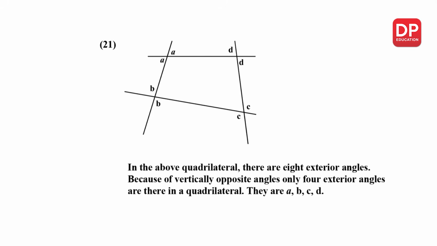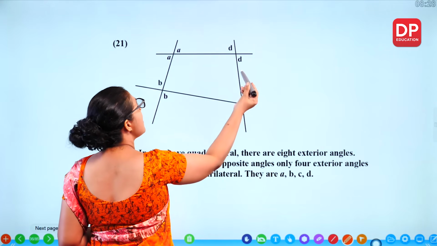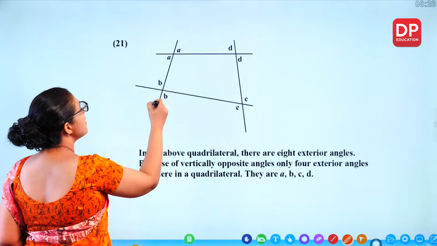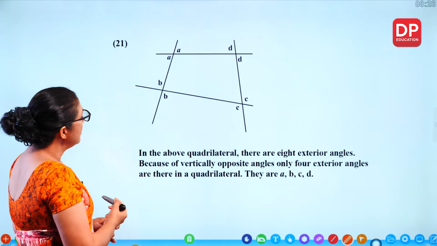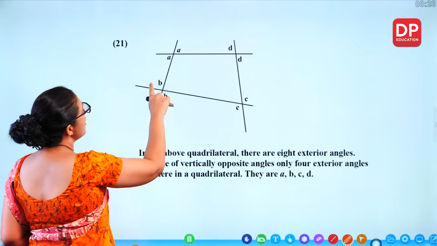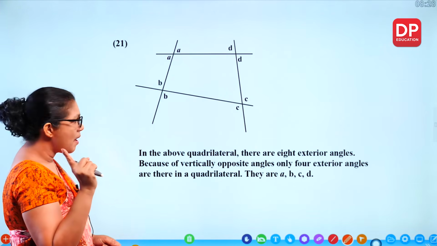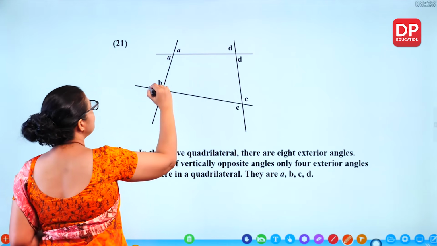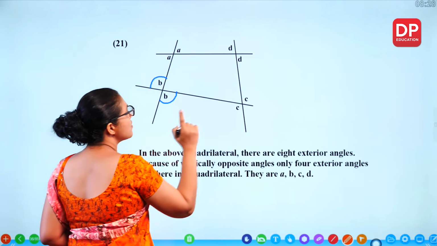Now look at this one. When you extend anti-clockwise and clockwise, you get all these exterior angles. Now how many exterior angles are you getting? 1, 2, 3, 4, 5, 6, 7, 8. 8 exterior angles. But we know these are vertically opposite angles. Those are equal.